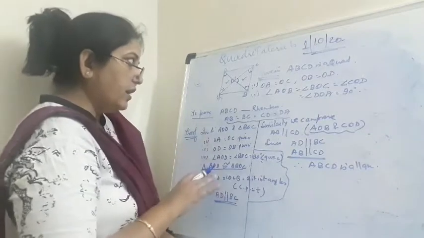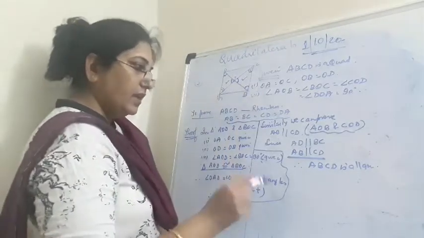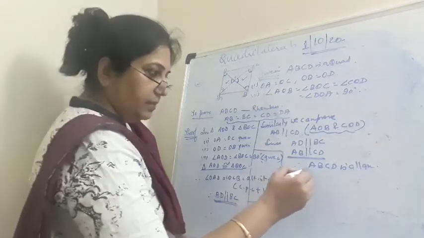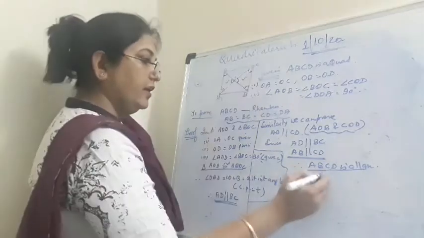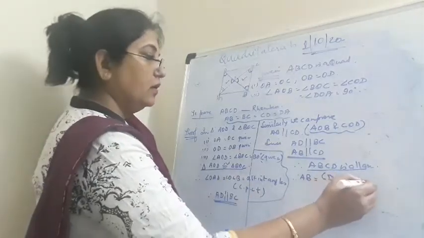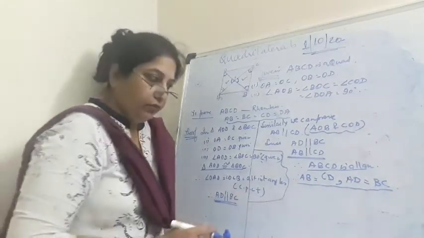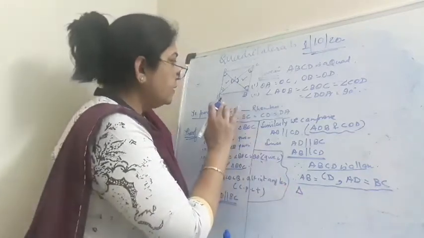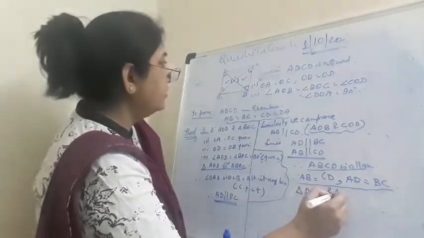Now I will take two triangles in such a way that I will prove that the adjacent sides are equal, and then we will prove all the four sides to be equal. Now you know that ABCD is a parallelogram, therefore AB is equal to CD, and AD is equal to BC. These two parts we will consider in the next part of the proof. Now let us take the two triangles: triangle AOB and triangle BOC.